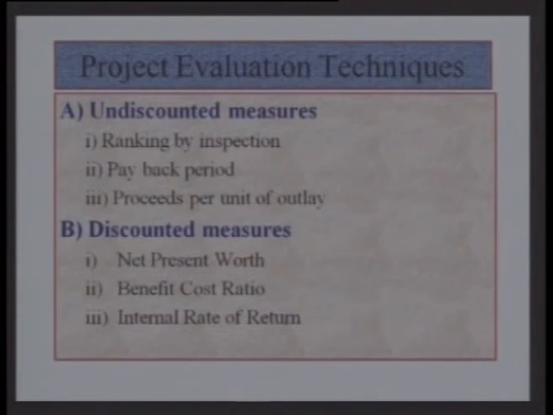The advantage of these measures is that they take into consideration the time value of money. Under this we have three types: one is the net present worth, the benefit cost ratio, and the internal rate of returns. So these are the basic techniques which are available for evaluation of the project. Let us look at them one by one, because these are very important. The first one is the net present worth.